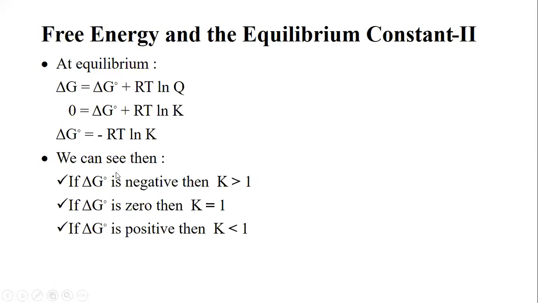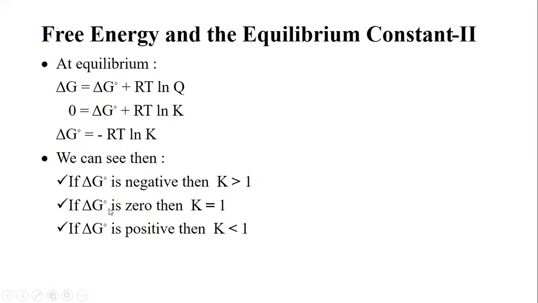From this, we can see if delta G 0 is negative, then this is a negative value. Of course, negative equals negative. So that means you divide them by each other and it becomes positive. So that means this has to be a positive value, ln K greater than 0. If this becomes positive, how can this be positive? This K has to be greater than 1.